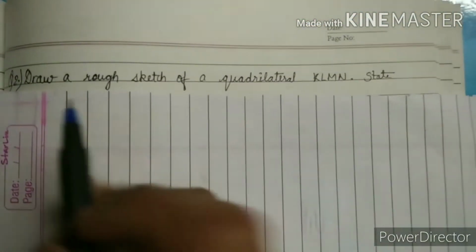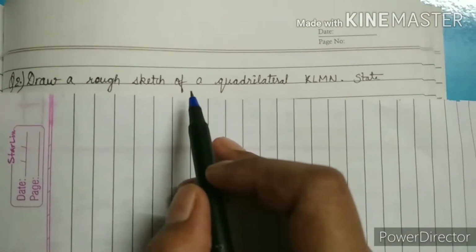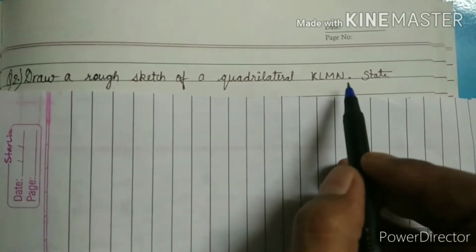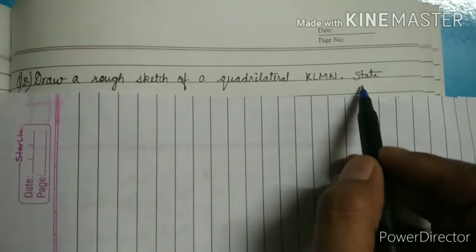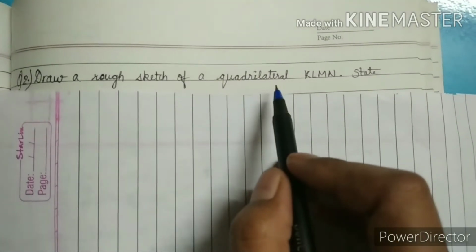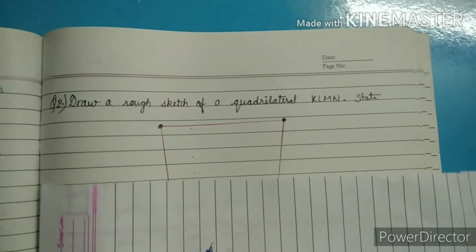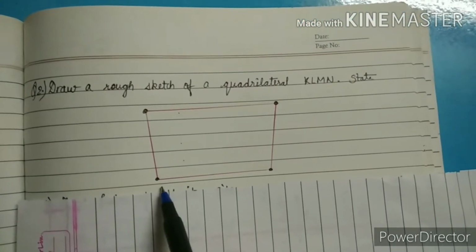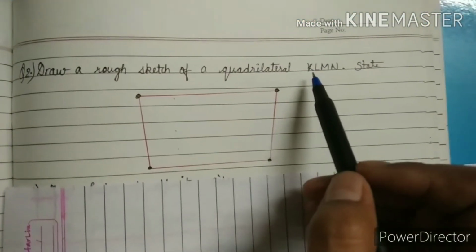Now question number 2 is draw a rough sketch of a quadrilateral KLMN and state. Firstly we will draw the rough sketch of the quadrilateral that I already drew, but I did not put the vertex names. Let's see how to put the vertex names.